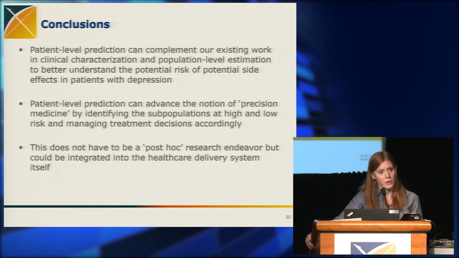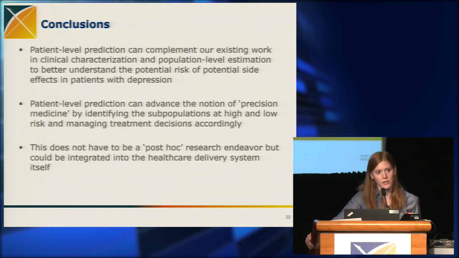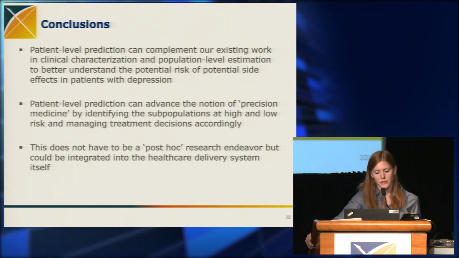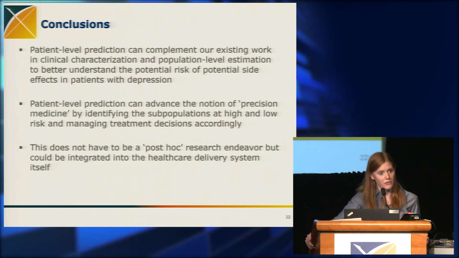We also are able to improve on the idea of precision medicine because we can identify the different risk groups. So we've got the high risk and the low risk groups, and that might be used at some point to help manage treatment decisions accordingly. This doesn't have to be post hoc. This could actually be integrated directly into healthcare delivery systems.